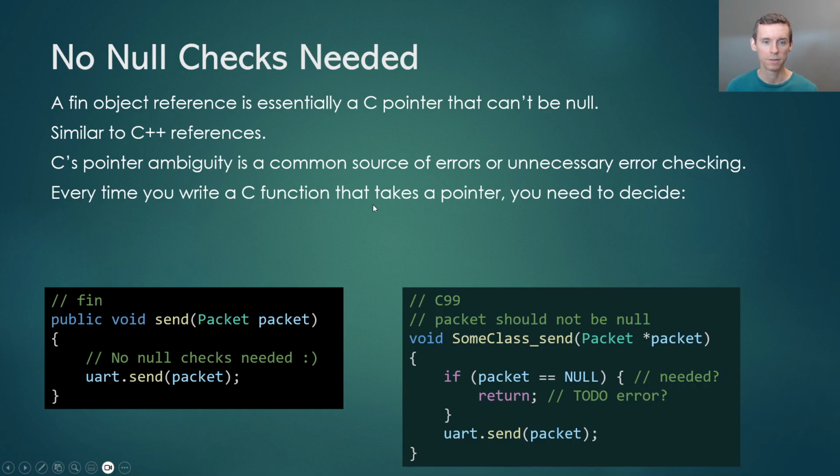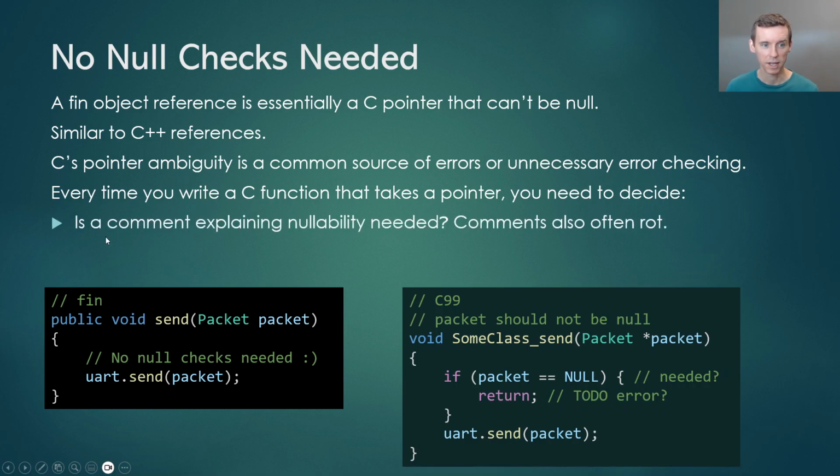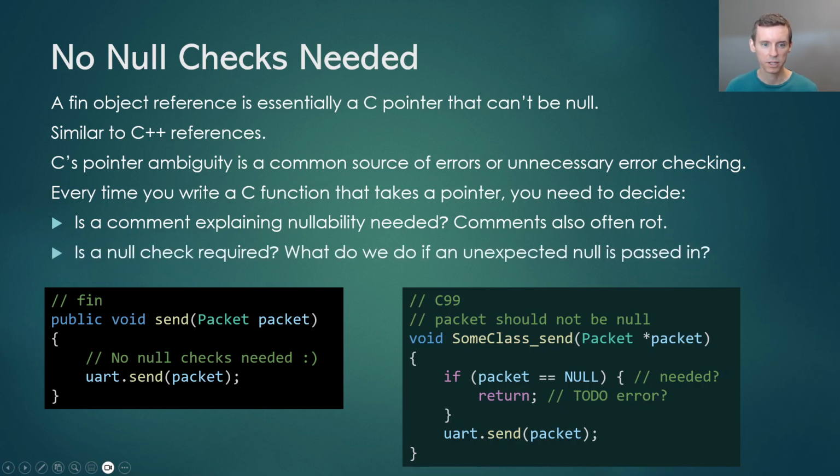So every time you write a C function that takes a pointer, you need to decide, is a comment explaining nullability needed? Some comments also rot after you write them. And is a null check required? What do we do if there is an unexpected null that gets passed in? So with Fin, it's impossible to do something like that. You can't pass a null to this function. It just won't compile. But with C, we have to use comments and something like doxygen to specify that this must not be null.